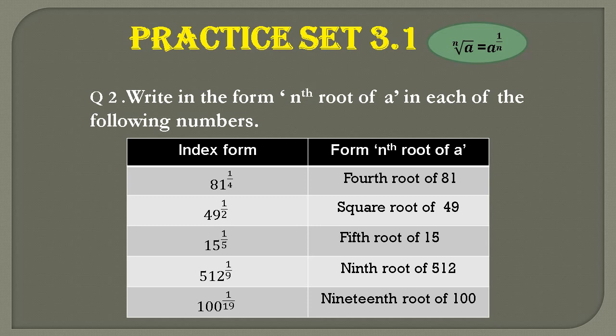Next, 512 raised to 1 by 9. It can be written as the 9th root of 512. Next question, 100 raised to 1 upon 19. It can be written as the 19th root of 100.